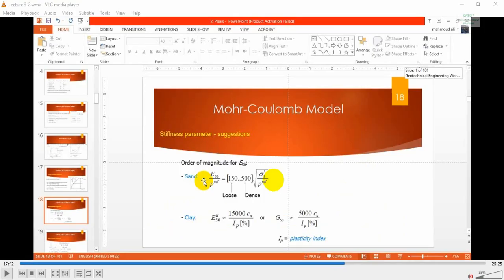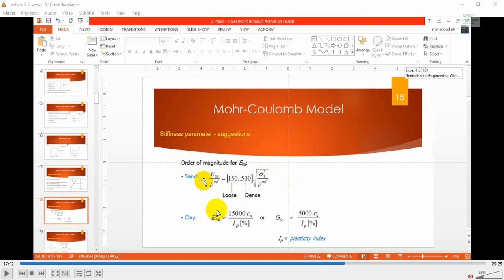If you don't have any stress-strain relationship for your soil samples and you want to get an approximate Young's modulus value for a preliminary design, you can get approximate values using some empirical equations like the ones shown here. So for E50, for sand soils, E50 over P reference is equal to a range between 150 for loose sand to 500 for dense sand, multiplied by the square root of sigma 3 dash over P reference. If you have a medium dense sand, you can use some value in between.